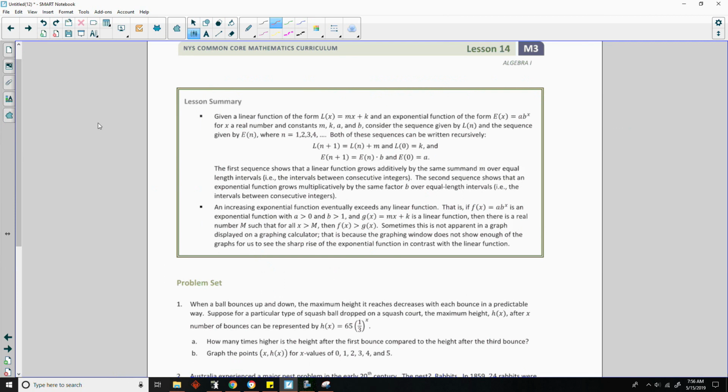Okay, page 6 brings us to the end of lesson 14. Review this lesson summary and go do your problem set.